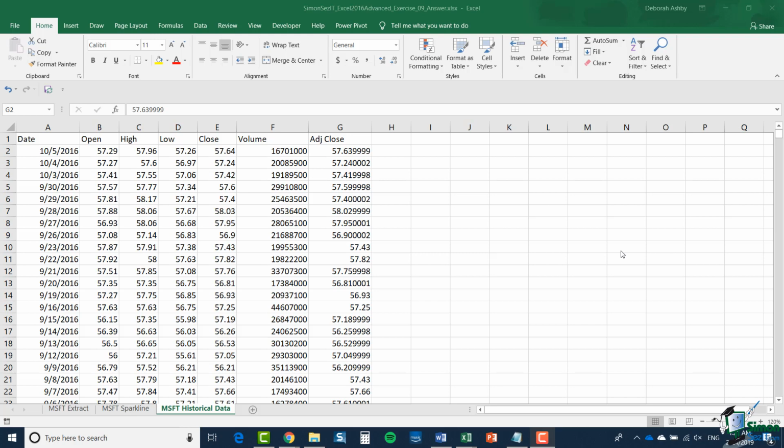It's time now for exercise 9, and the source data for exercise 9 are the Microsoft stock prices back to, I think, the date when Microsoft first started. Now this information is freely available on the web, so on places like Yahoo Finance, etc. So you'll be able to download all of those prices.